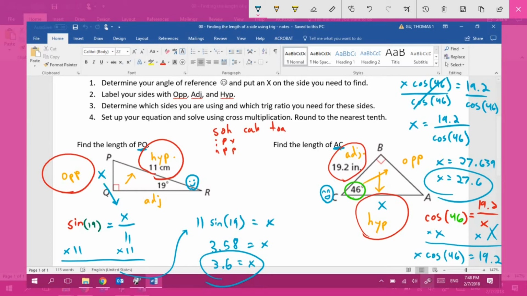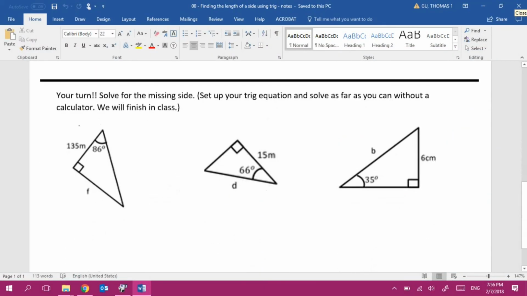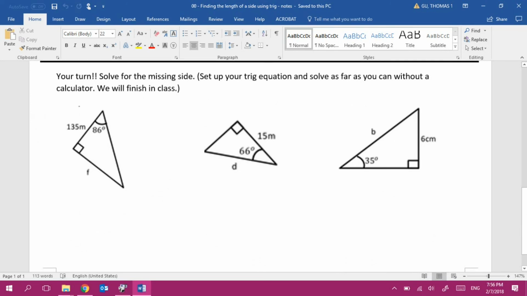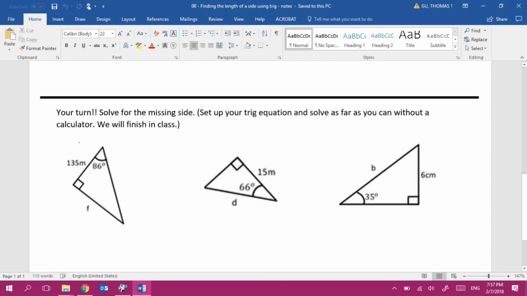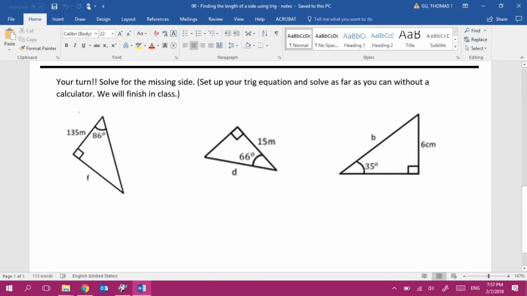So this is how you use trigonometry to find the length of a missing side of a triangle. Okay? So what you're going to do now, ladies and gentlemen, is your turn. You're going to solve for the missing side. So if you don't have a fancy calculator that does the trig ratios, then just set up the trig equation all the way until the cross multiplication part and just stop there and we'll solve it in class, okay?